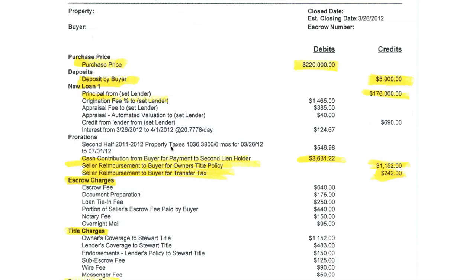Then we have property taxes that are due from the date that the buyer takes possession through the end of the tax year, which the tax year is split up in two halves. One is from January 1 through June 30th, and the second half is from July 1st through December 31. So the buyer's taken possession on 3/26, so he owes taxes from that date through that half of the tax year.